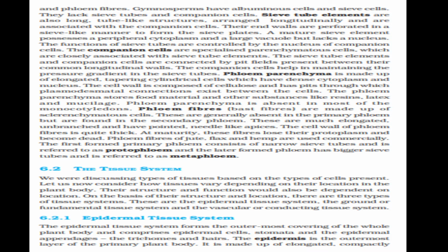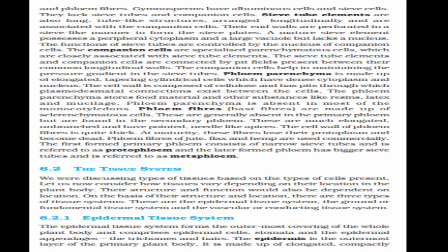6.2. The tissue system. We were discussing types of tissues based on the types of cells present. Let us now consider how tissues vary depending on their location in the plant body. Their structure and function would also be dependent on location. On the basis of their structure and location, there are three types of tissue systems. These are the epidermal tissue system, the ground or fundamental tissue system, and the vascular or conducting tissue system.